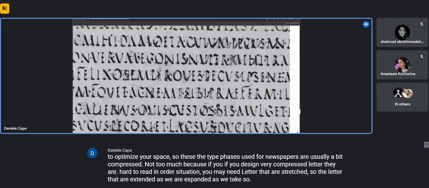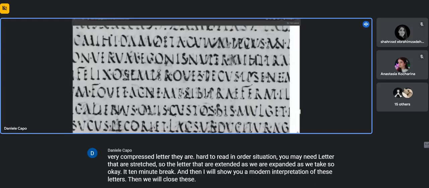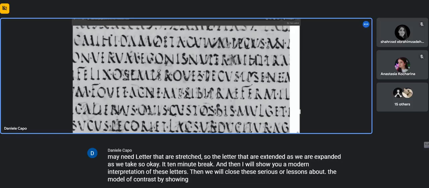So, okay. And then I will show you a modern interpretation of these letters. Then we will close this series of lessons about the model of contrast by showing typefaces made in the recent past. See you in 10 minutes or so.